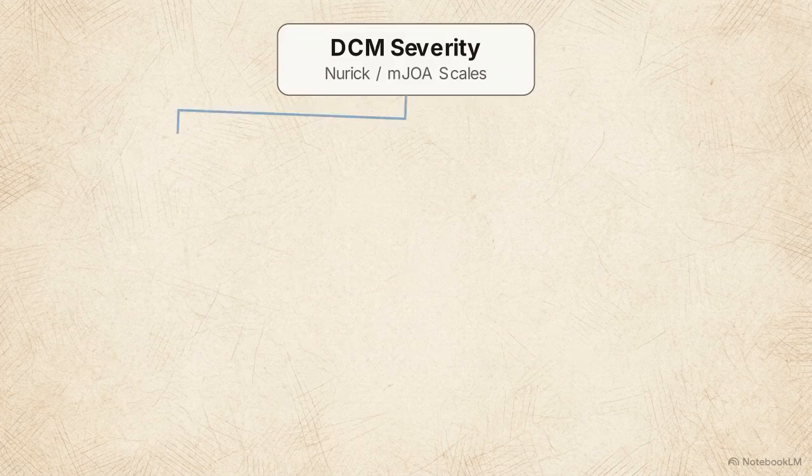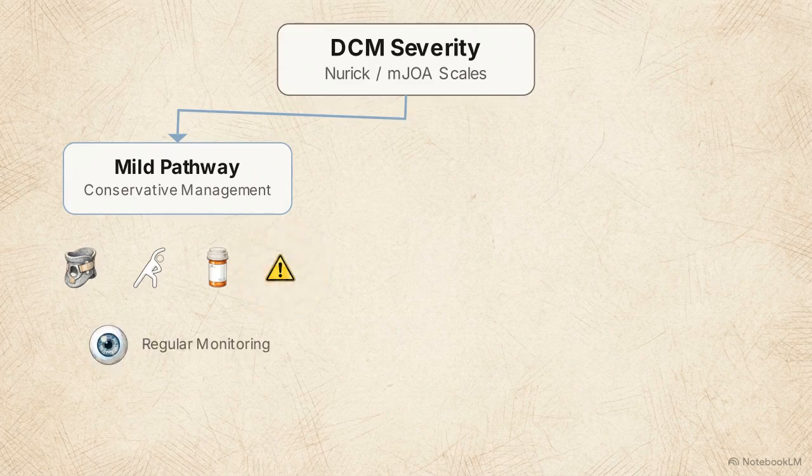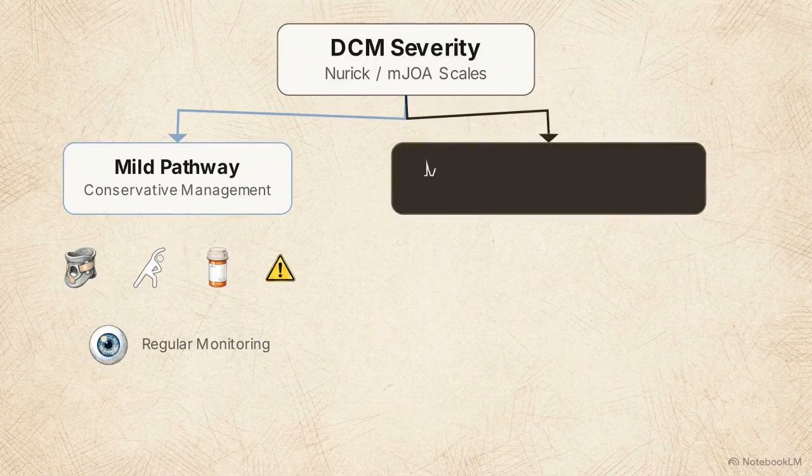scales. Following the mild pathway, conservative management is an option, strictly reserved for non-progressive cases. Modalities like cervical collars, physical therapy, and NSAIDs lack high-level evidence for reversing symptoms. Patients on this path require intense, regular monitoring for any stepwise deterioration. Following the moderate to severe pathway, DCM is a surgical disease. Decompression is required to halt progression.